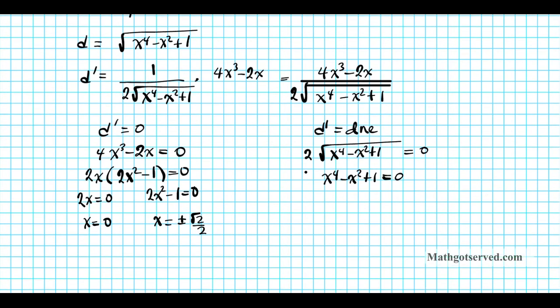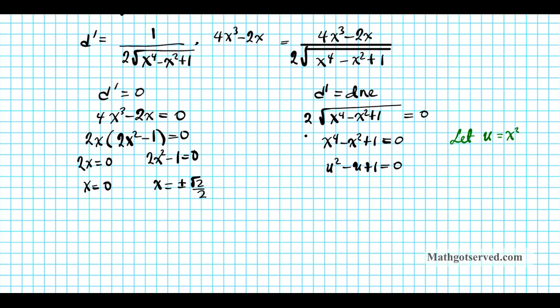This is a fourth degree polynomial. We can easily convert this into a second degree polynomial by making a nice substitution. How about we say let u equals x to the second power. If we make that substitution, we're going to have the quadratic u squared minus u plus 1 equals 0. We can solve this using the quadratic formula, where a is 1, b is negative 1, and c is 1.